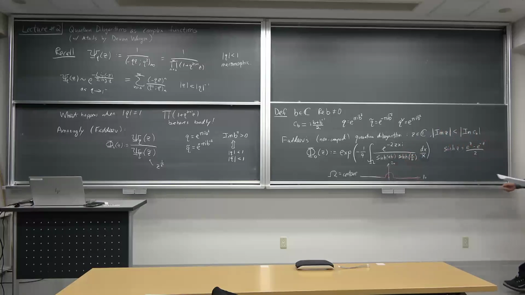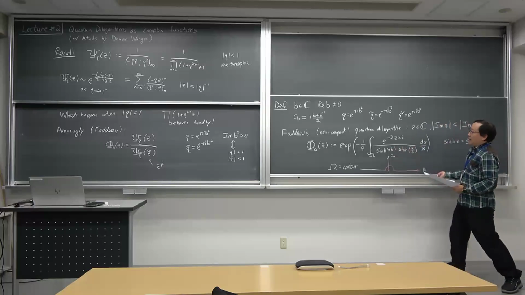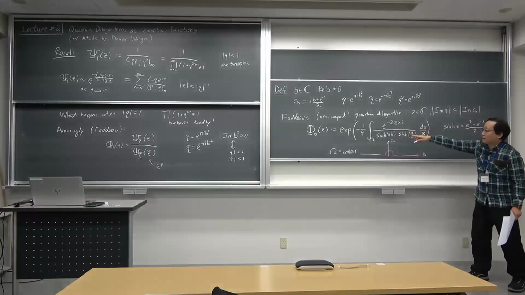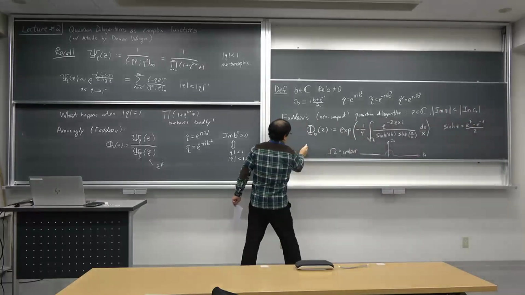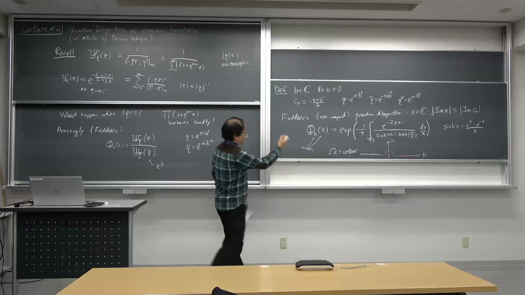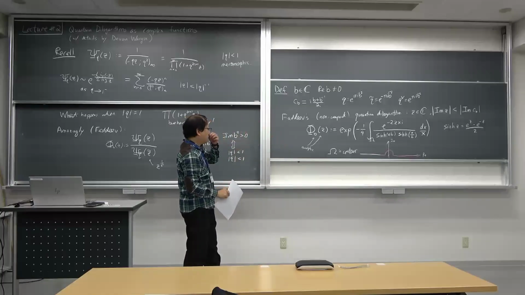Yeah, so that's the definition as a complex function, and one can show that it depends analytically on b and c. Again, because everything is just defined by exponential.